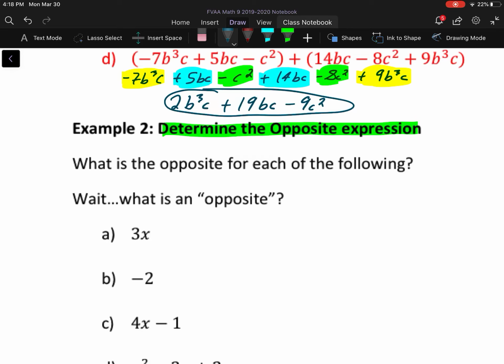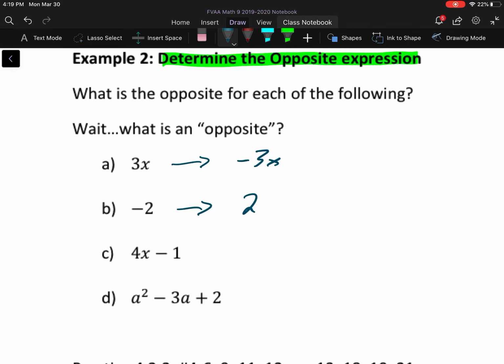Well, the answer is that the opposite of a number is just that same number, but with a negative coefficient instead of the positive coefficient in front of it. So the opposite of 3x would be negative 3x. It's as easy as that. So if I were to ask you, what is the opposite of negative 2? It would be the negative of negative 2, or positive 2, right? So if it's a positive, you put a negative. If it's a negative, you put a positive. You guys can see what's going on here.